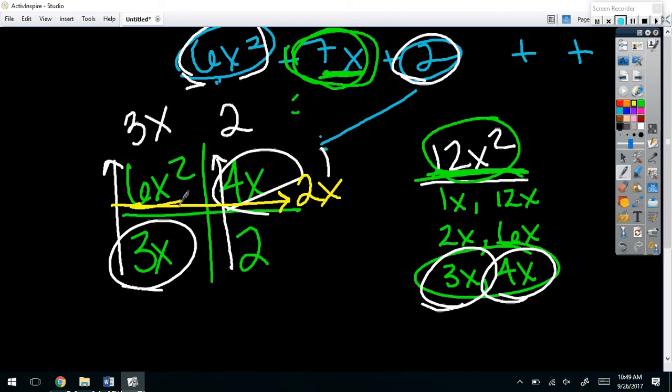If I give you, DeAndre, 6x squared and 4x, what's the GCF? 2x. I thought you were saying the same thing we were doing at the beginning. No, I thought you were saying straight across, or the GCL. So it'll be 3x and 2. What's the GCF? The 2x. But when you write it, it'll be 3x and 2, right?